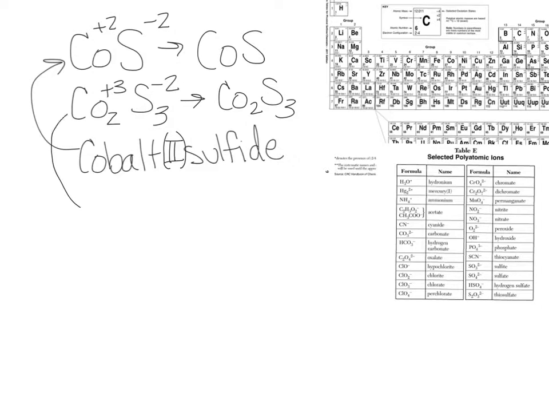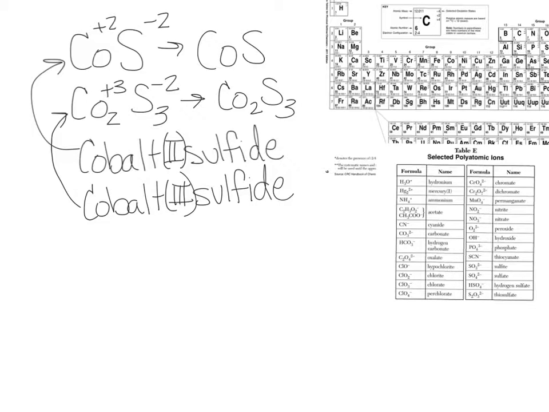Let's try this now for the other cobalt sulfide. So we're going to name the first cobalt, leave a little space, and then sulfide. And again, we're going to use the oxidation number as the Roman numeral.